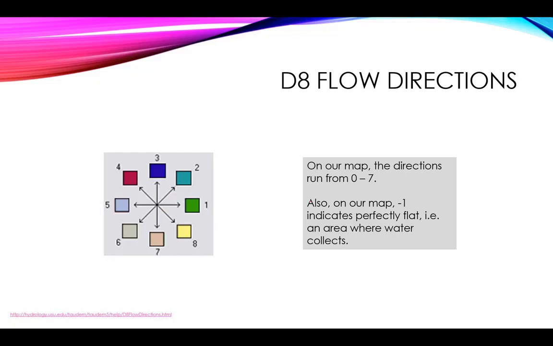Now, in your map, the directions don't run from 1 to 8, they run from 0 to 7, but there's still 8 of them, right? Also, on our map, earlier I said there's 8, there's actually 9 classifications, because your map can also have -1. -1 indicates somewhere that's perfectly flat, or no flow, and that's going to be an area where water collects.